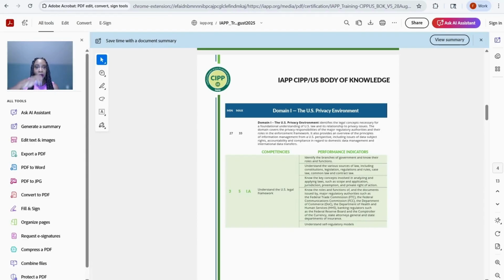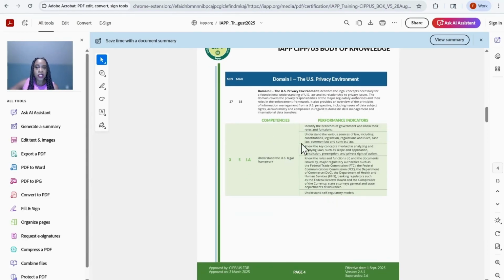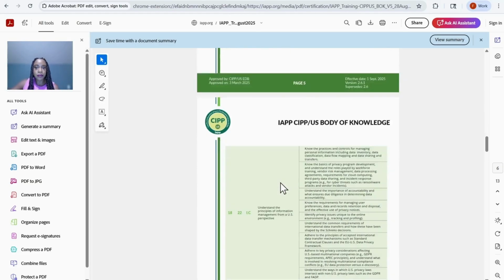Let's go back to the body of knowledge. So we start looking at the competencies. Identify the branches of government and know their roles and functions. You should read through all of this before you invest in buying any sort of textbook, particularly where you know domain 1 carries the most amount of the questions that you need to score correctly. So let's keep scrolling down.